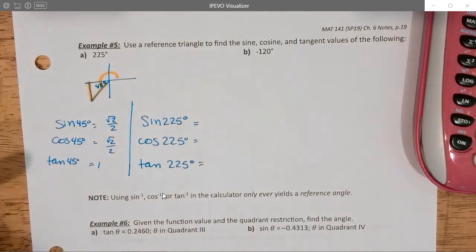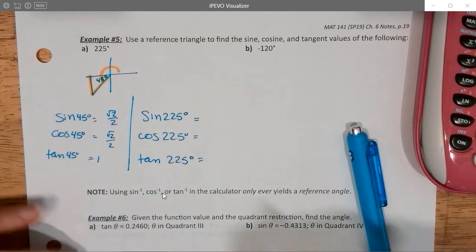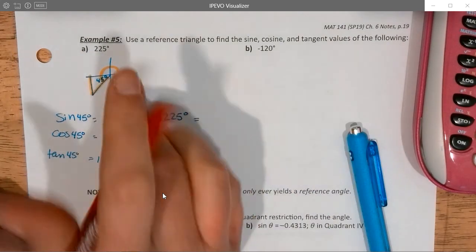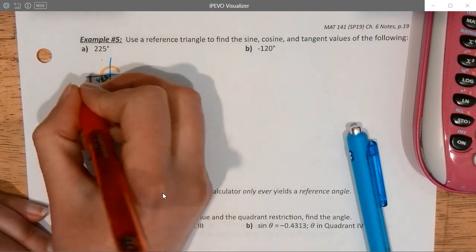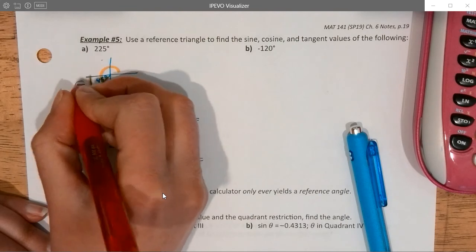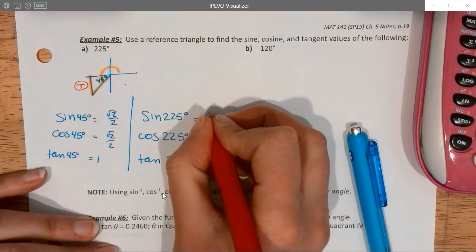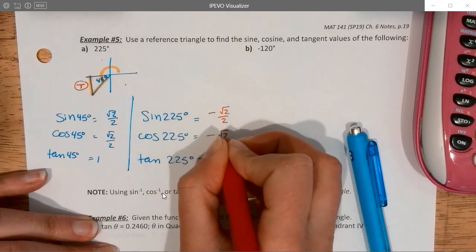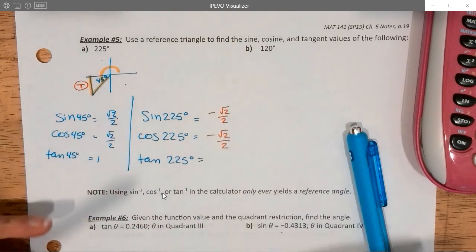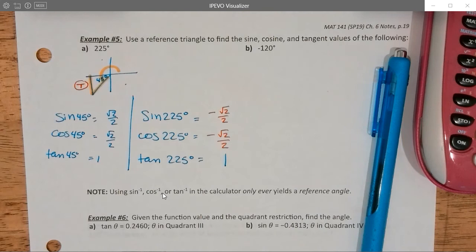They're going to be the same, plus or minus. So remember our quadrants. In the quadrants right here, all students take calculus. Tangent is the one that's positive. The other two are going to be negative. So it means I'm going to have negative square root of 2 over 2, negative square root of 2 over 2, and positive 1. And those are the three trigonometric ratios for the angle 225.